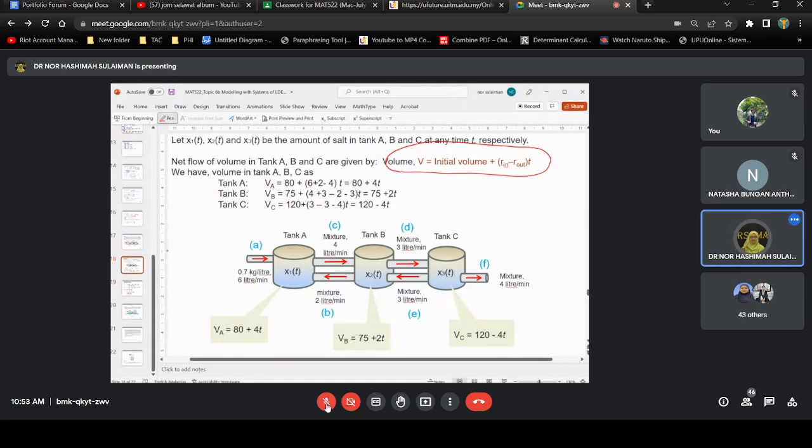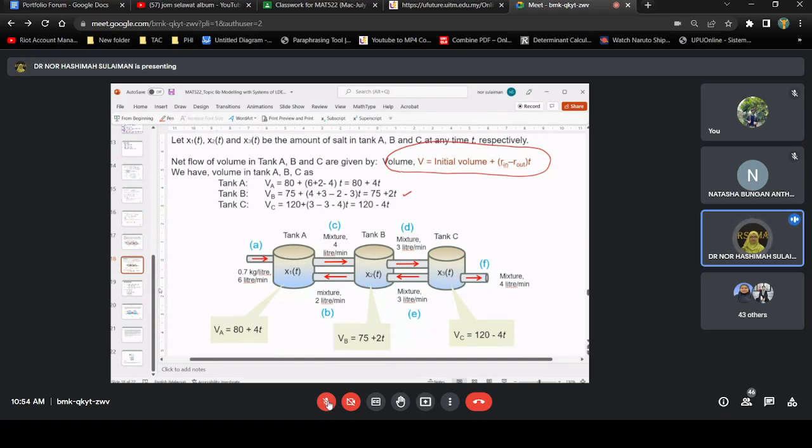Boleh faham ke? Boleh faham tak? Boleh. Alright. Yang ni jangan salah pula ya. Soalan ni dia nak kata tricky tak adalah sangat. Okay, yang penting you faham konsep. Okay, untuk volume dalam tank C ni asalnya ada 120 dan then yang masuk tu berapa? 3 liter dan then dia keluar pula 3 liter dengan 4 liter. So 3 tolak 3 tolak 4 jadi berapa ni? Tolak 4 lah kan. So kita ada 120 tolak 4T. Hanya tank C saja dia punya volume berkurangan.